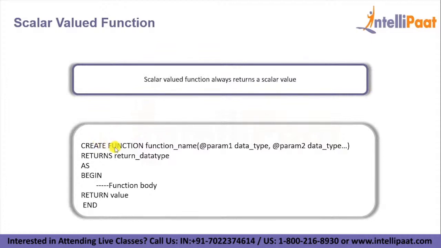We'll type create function and then we'll give the function name. Inside the parenthesis, we'll specify the names of the parameters and their data types. Since the function is going to return a value, we'll type the returns keyword and specify the type of data which will be returned. After that, we'll type as begin and then give the function body and then return the final scalar value. Finally, we'll use the end keyword to end the function. So let's go to SQL Server and create our first scalar valued function.